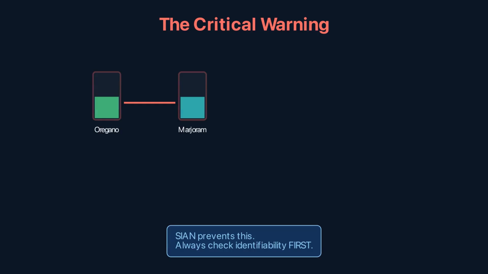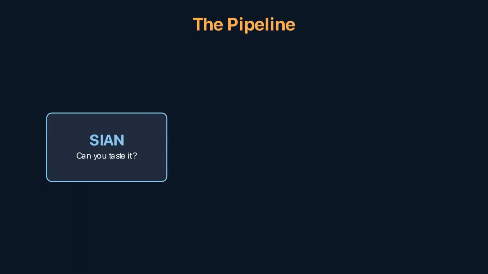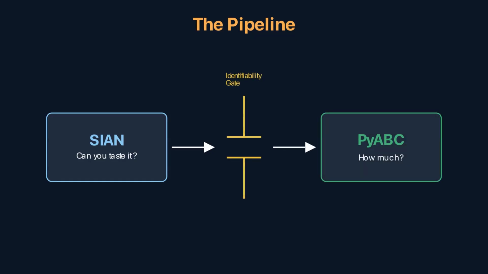The SIAN check prevents this false confidence. SIAN asks, can you determine this ingredient from the output? A structural question about the model, independent of data. PyABC asks, given that you can determine it, what is the actual value? A computational question requiring data. Run them in order. Always.